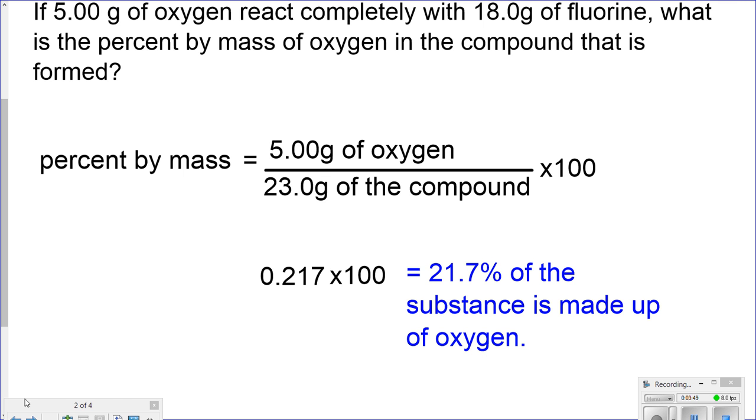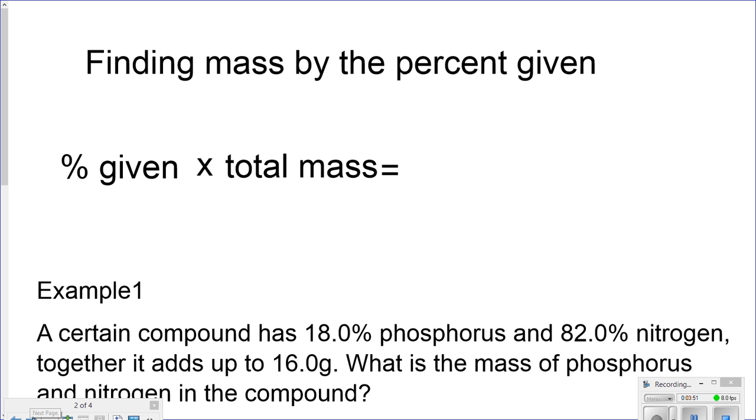Let's look at one more sample. In this sample, I will be given the percent of the substance, and I will be asked to find the mass. I have rearranged the same equation. I have the percent given, in this case, times total mass, and that will give me the mass of the substance searched for.